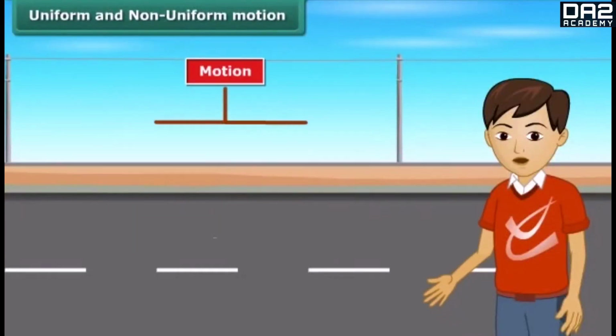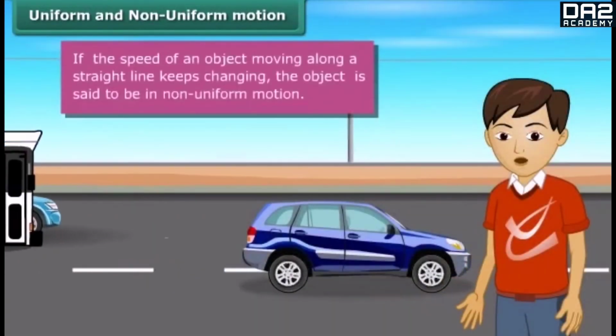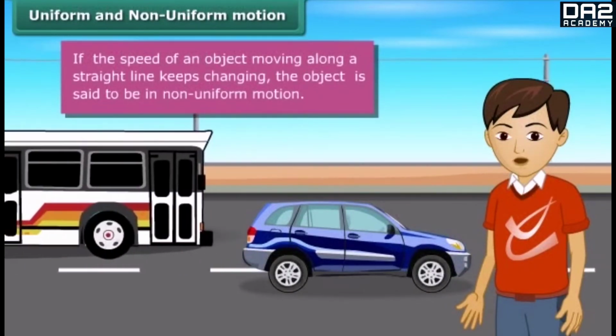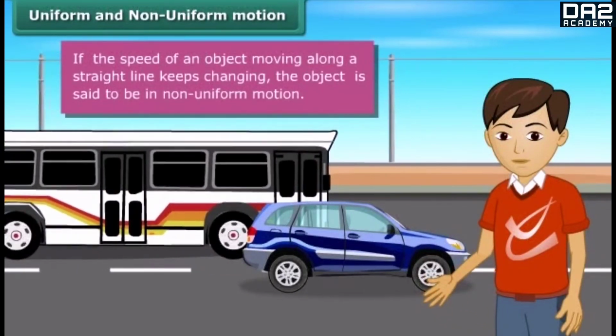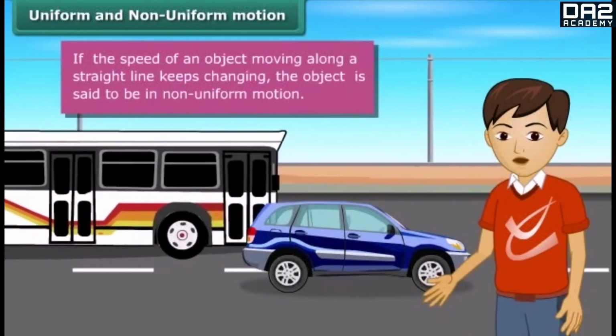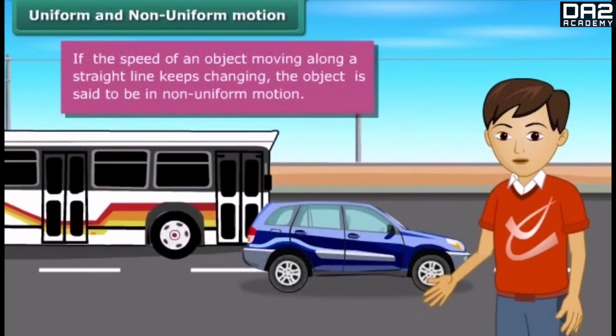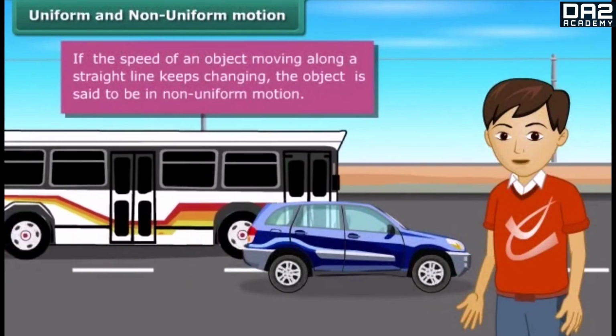Motion can be classified as uniform or non-uniform depending on the speed of an object. If the speed of an object moving along a straight line keeps changing, its motion is said to be non-uniform. A bus, for example, moves at varying speeds over varying stretches on its long route. Hence, its motion is non-uniform.